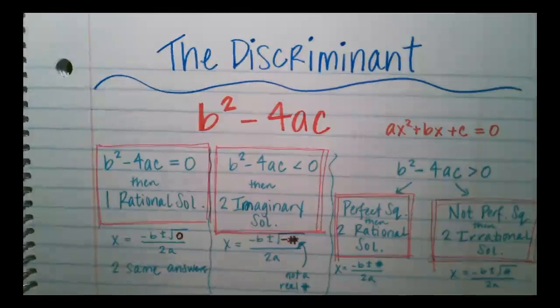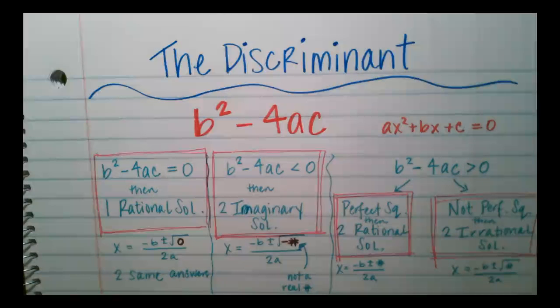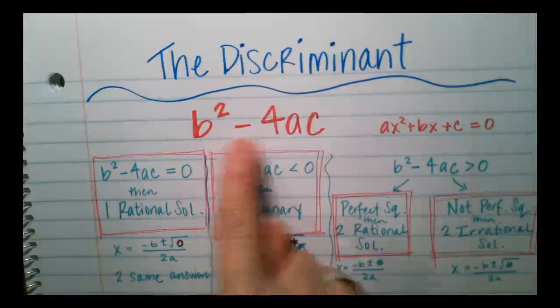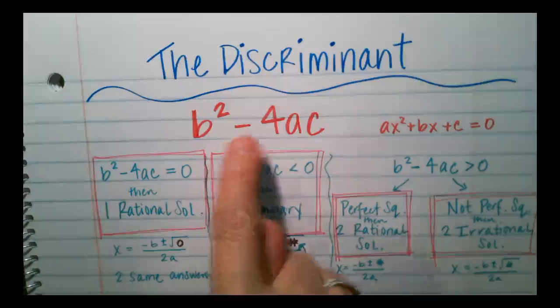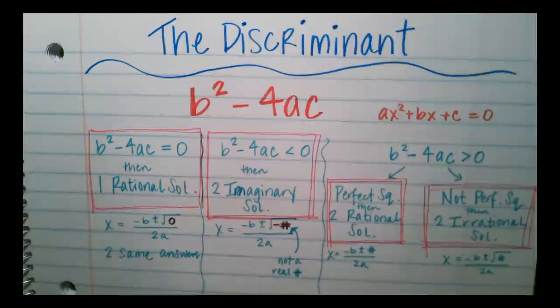As always, if you need to go back and replay, please do. But I want to mention one more time that at no point did we actually take the square root. We're only working out b squared minus 4ac, and then that tells us what kind of answers we'll have.